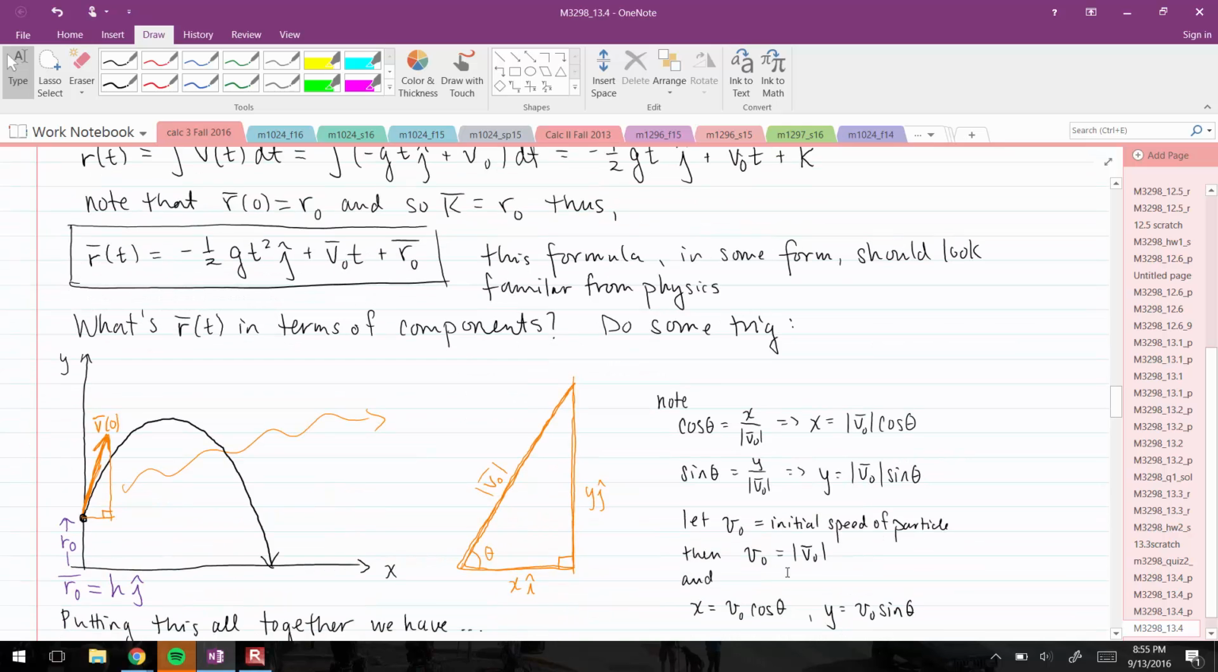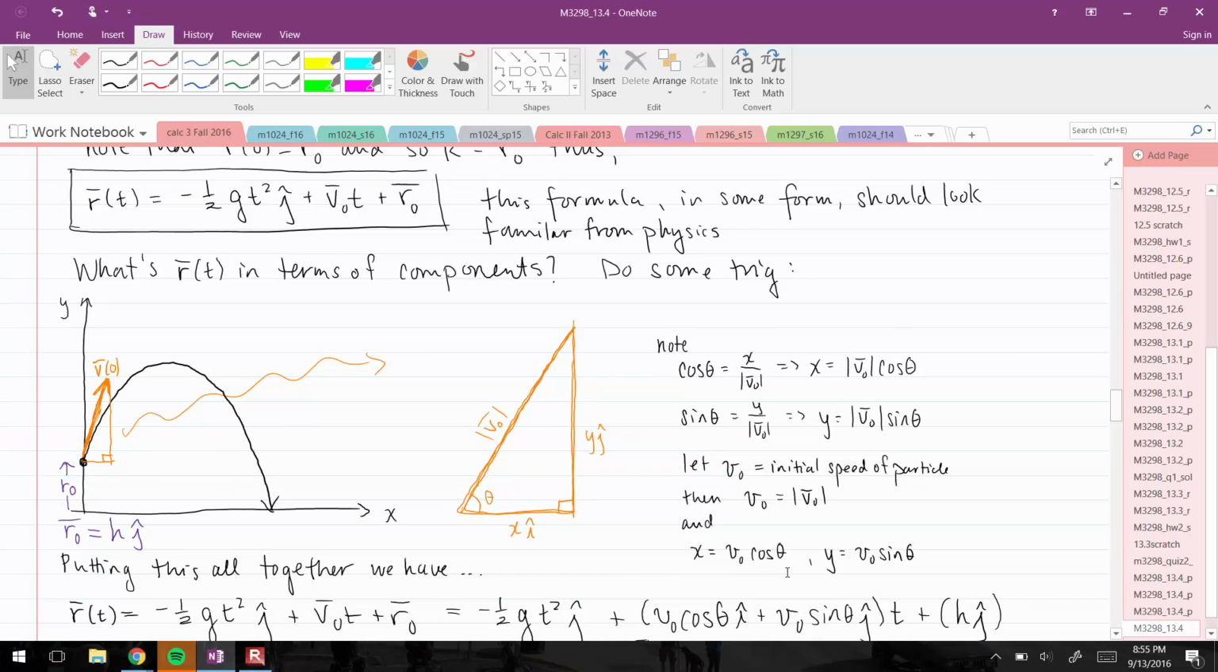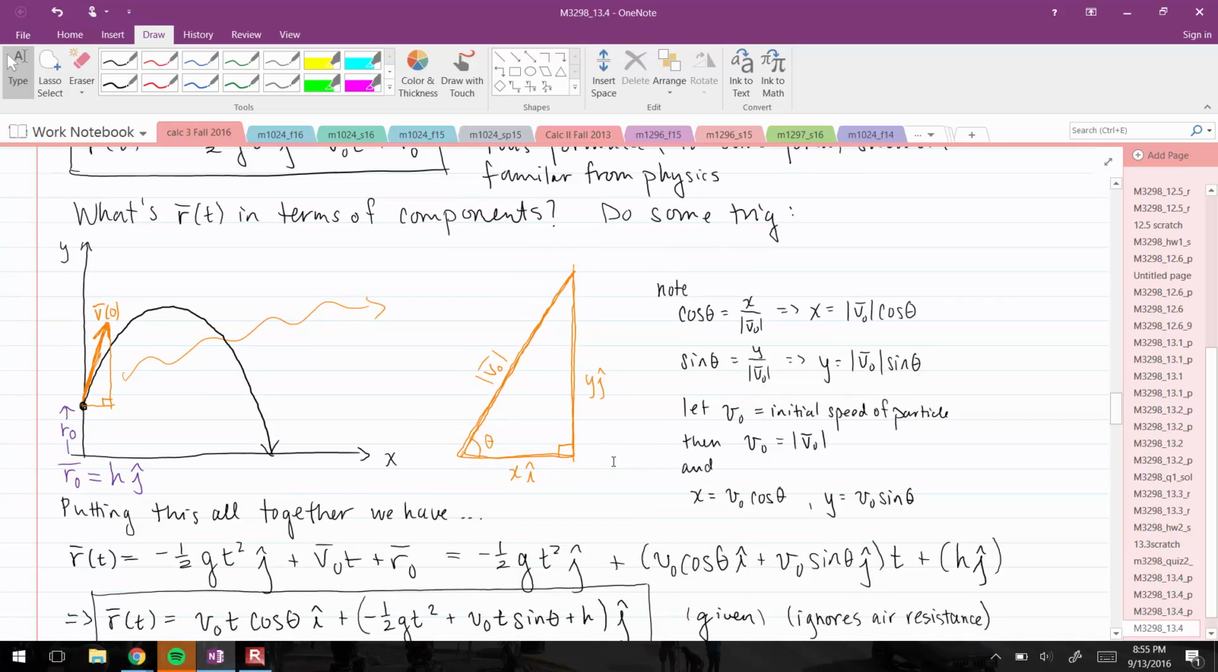So if we want to do this in terms of components, which would be useful, just do a little bit of trig here with the initial velocity vector. That's shown in orange, and if you break it up into components, then we can write it out in its components as a vector. So we have the magnitude of the initial velocity, and then we're going to have a y and an x component. So doing the trigonometry here, the cosine of theta is equal to that x component over the velocity's magnitude.